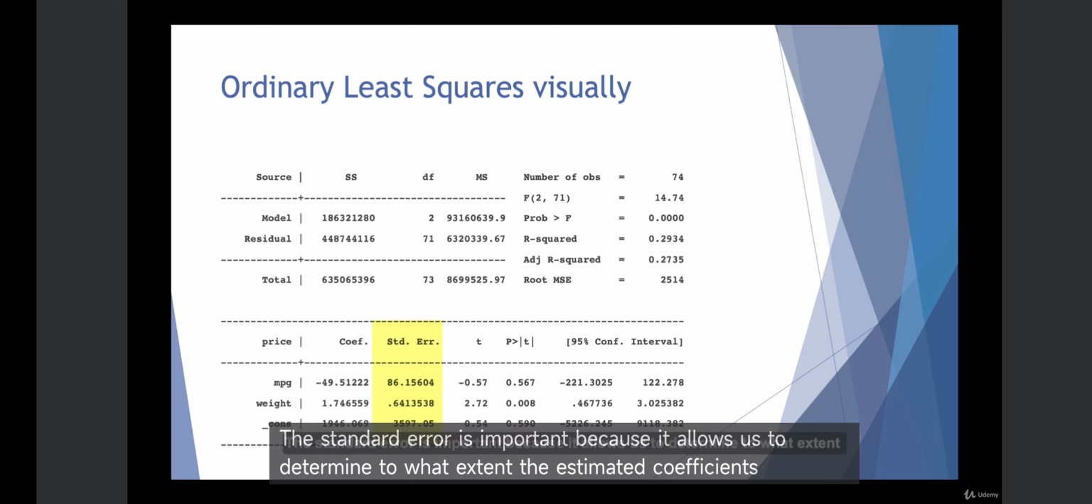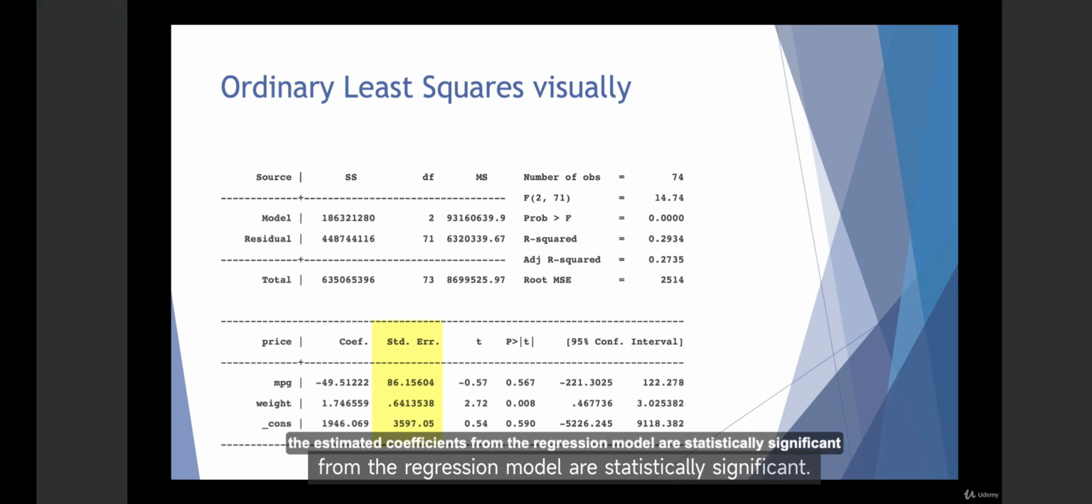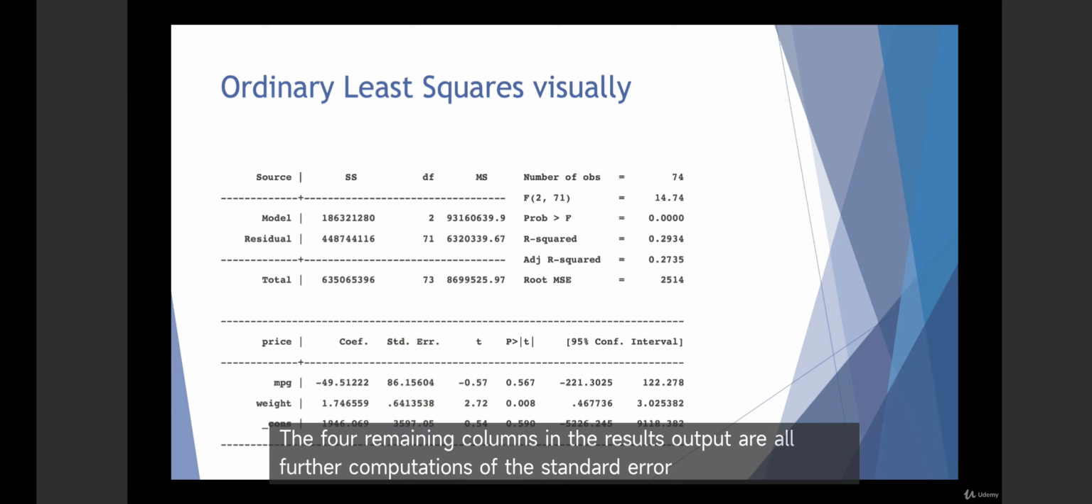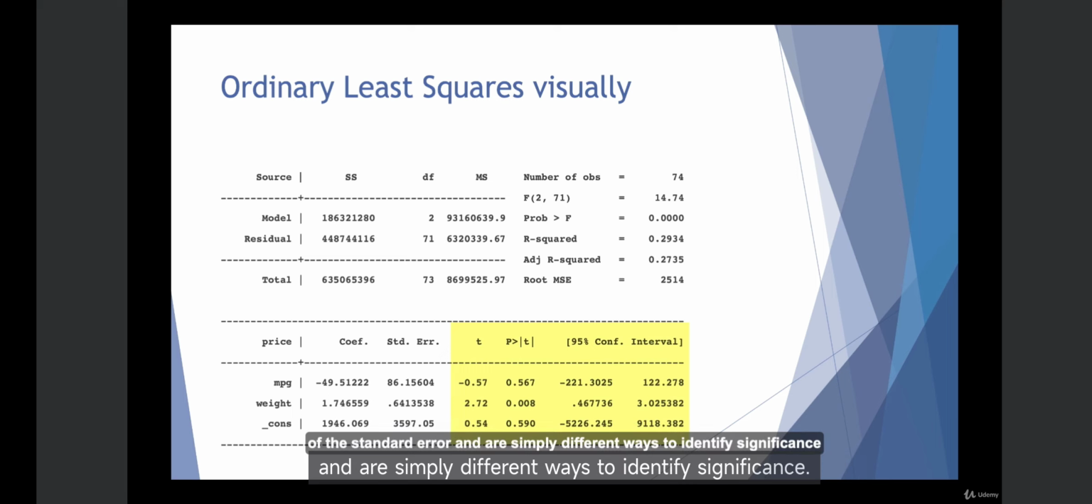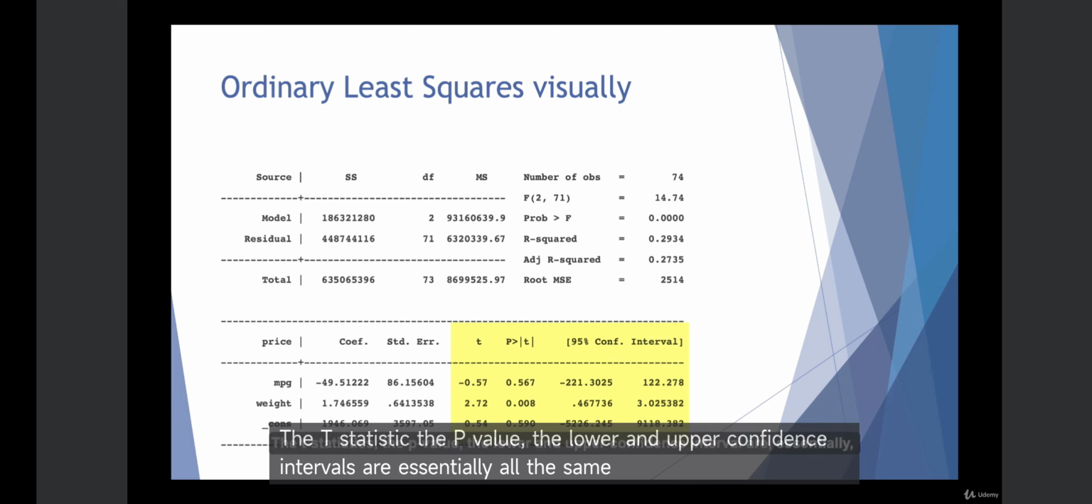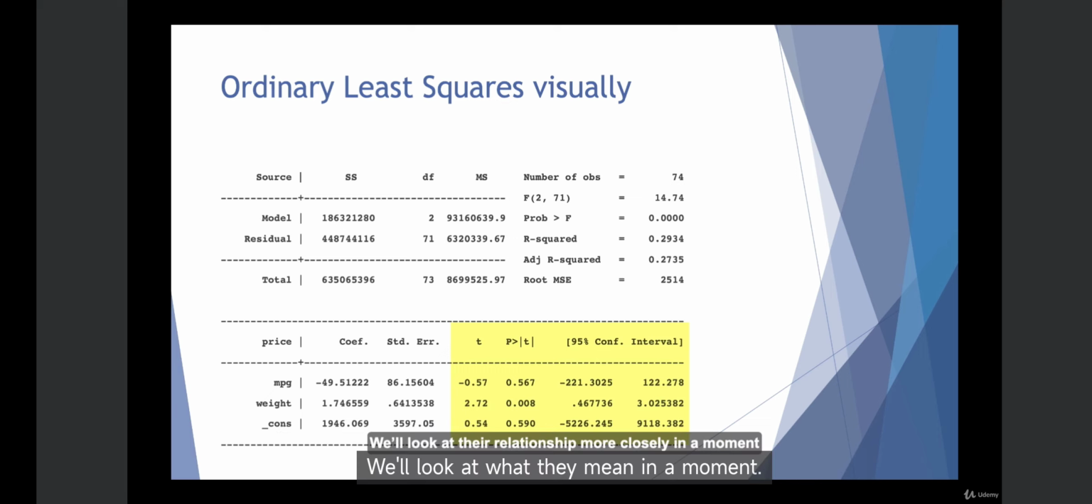The standard error is important because it allows us to determine to what extent the estimated coefficients from the regression model are statistically significant. The 4 remaining columns in the results output are all further computations of the standard error and are simply different ways to identify significance. The t-statistic, the p-value, the lower and upper confidence intervals are essentially all the same thing and are based purely on recalculations of the standard error. We'll look at what they mean in a moment.